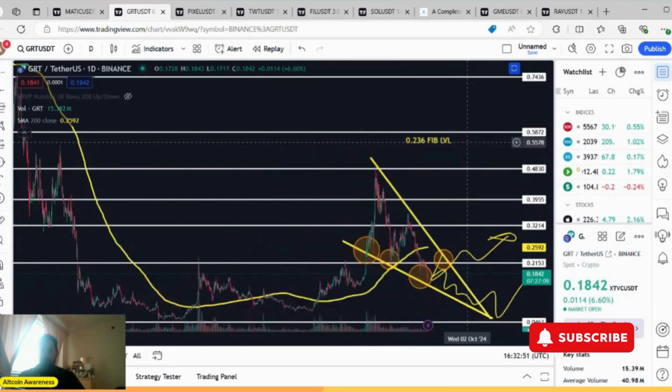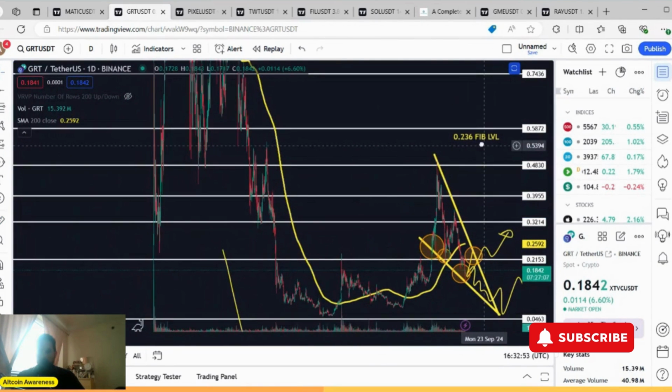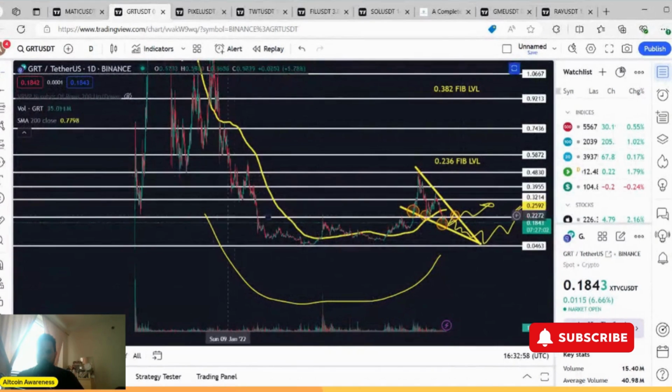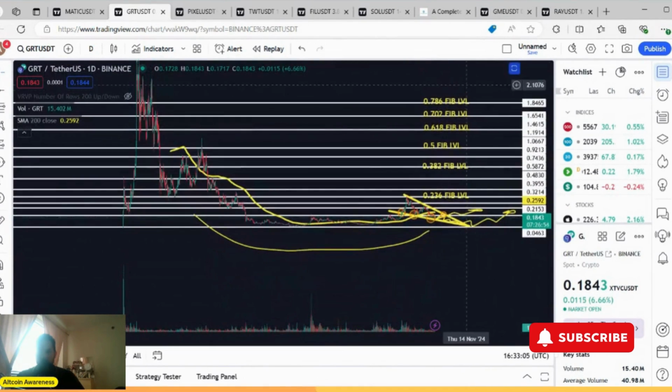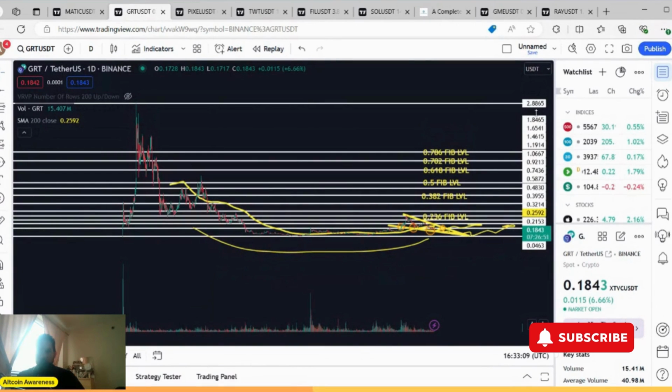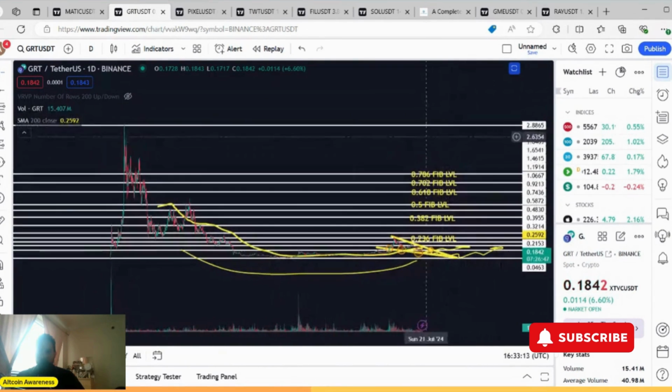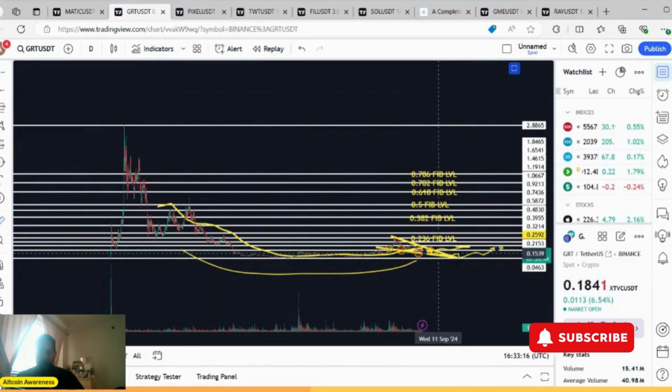Okay, guys. And if we zoom out, look at this. We had a nice rounded bottom here, a triangle. The previous all-time high is all the way up here at 2.8865. So if we measure this move from the current levels, let's say down here, all the way to the previous all-time high, this is about a 1,771% move. Okay, guys? Huge structure, huge move for huge profits. That's why GRT is another altcoin that you should watch carefully. Okay?